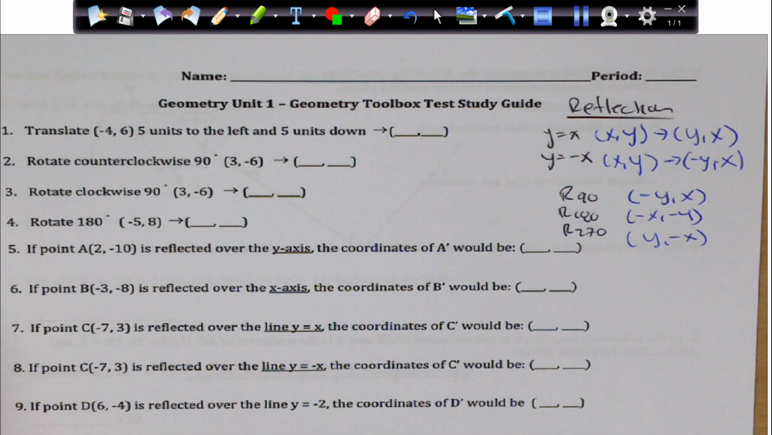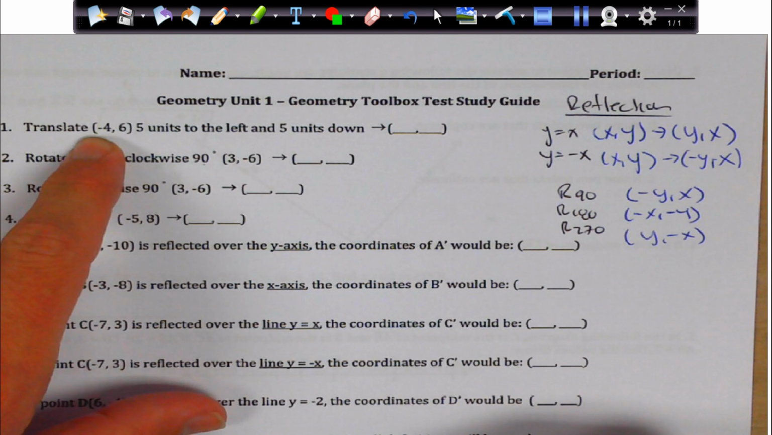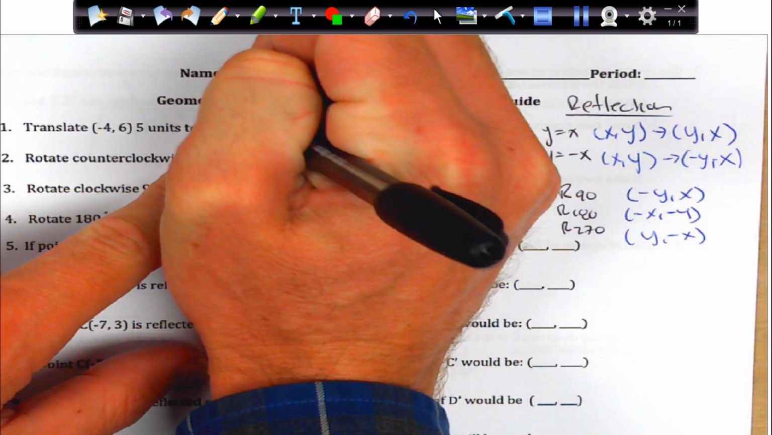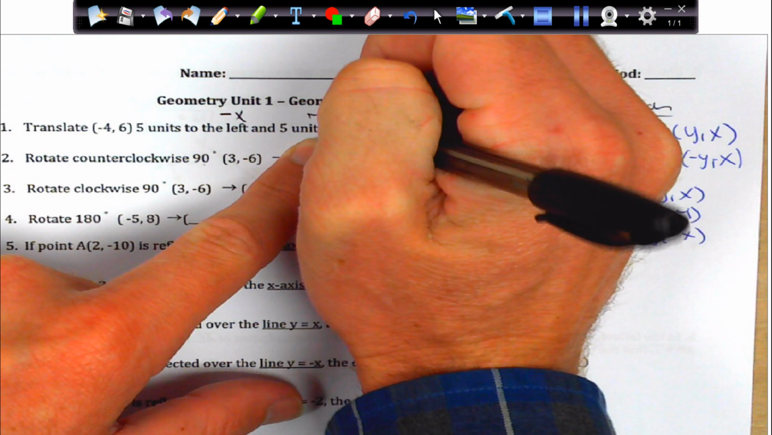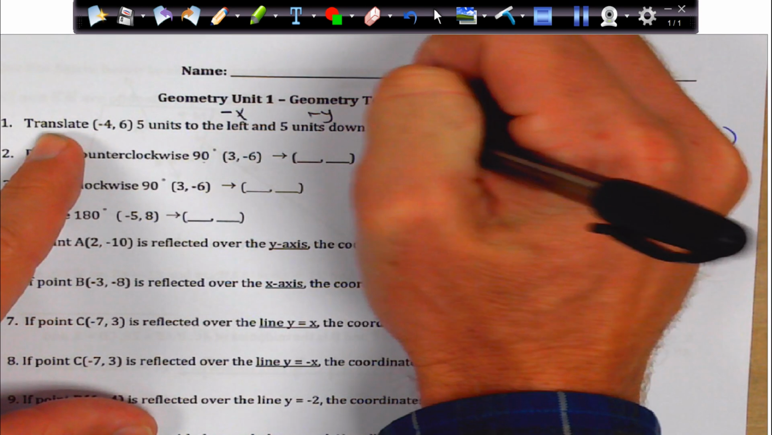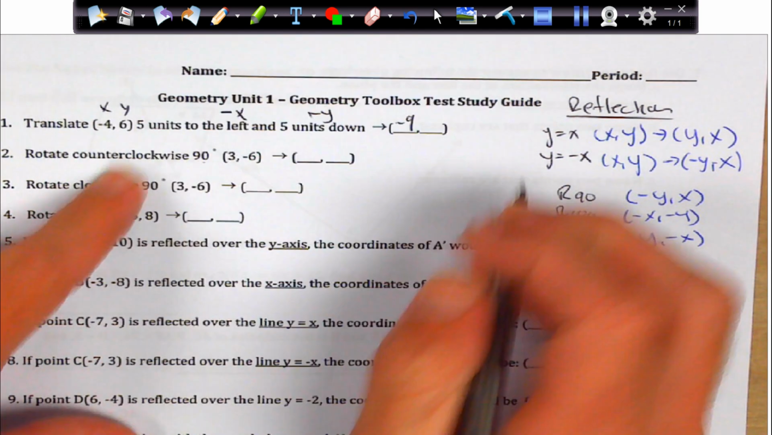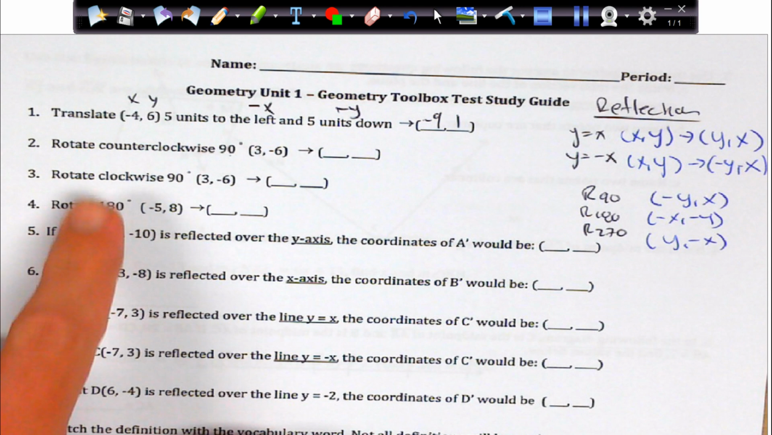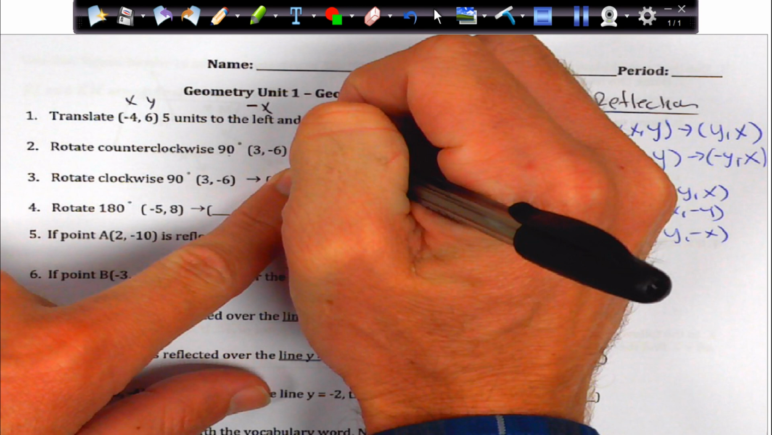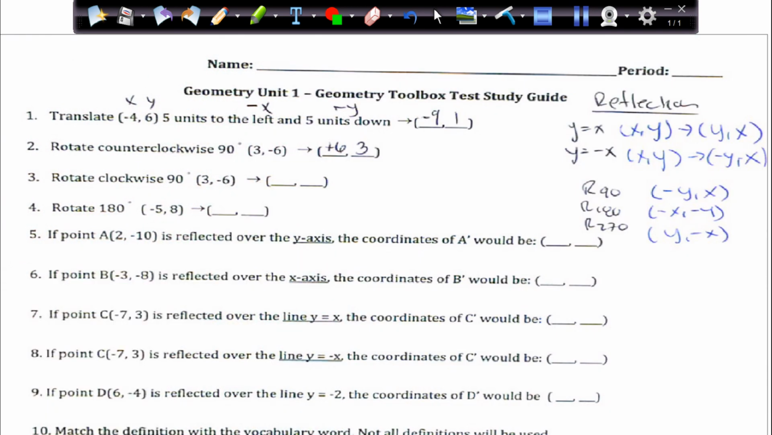All right, so translate. It says negative 4, 6, 5 units to the left. So left, again, means I'm going to go negative on the x, and 5 units down is negative on the y. So I'm going to go negative 4 minus 5, so that's going to be negative 9. And I'm going to go 6 minus 5. Again, it's x comma y, and so that's going to give me 1. So rotate counterclockwise 90, so I just have to apply my counterclockwise 90 rule, which I just flip them right away, and then I say, oh, this is change its sign. So that should be positive 6 comma 3.